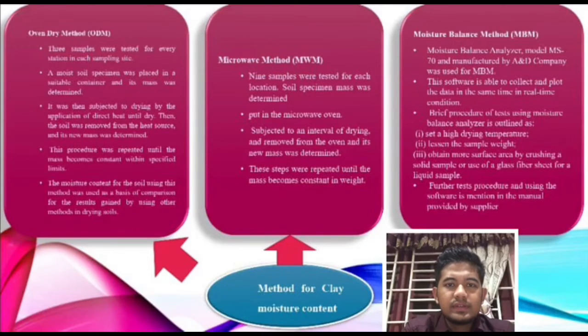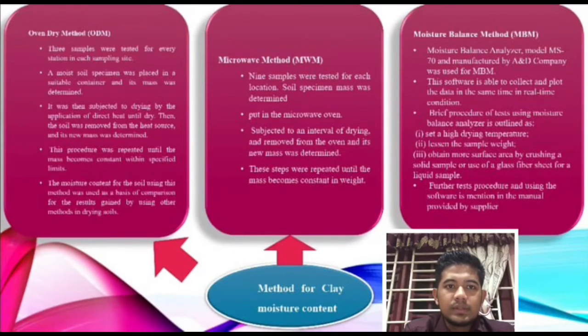Next, these are the methods for clay moisture content. Actually we have three methods. The first one is the oven dry method, ODM. In the ODM method, 3 samples were tested for every station in each sampling site. A moist soil specimen was placed in a suitable container and its mass was determined.